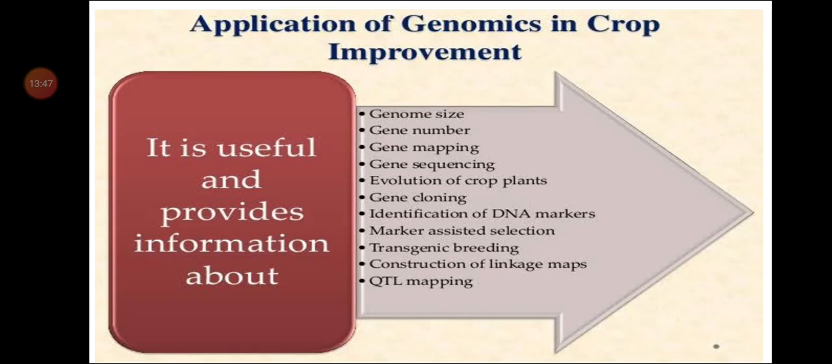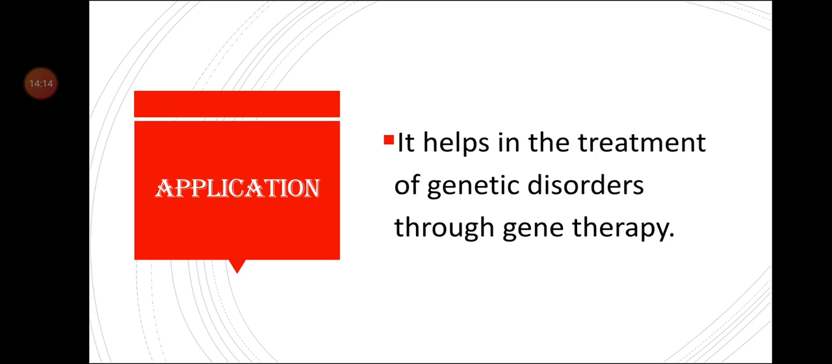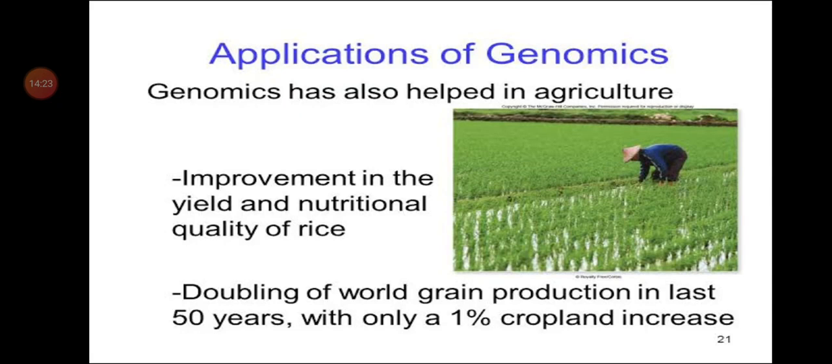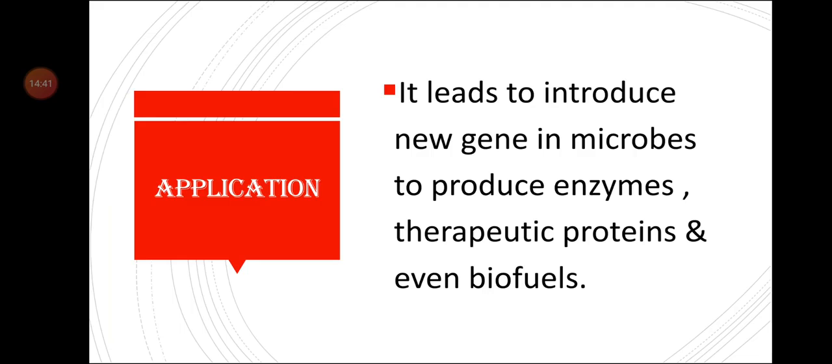I will repeat the applications quickly in short. Jot down the points for application that you have to remember in the exam. First, it is useful in crop improvement, human health and livestock. Second, it is used in different sectors like medicine, biotechnology and social science. Third, it is useful in treatment of genetic disorders through gene therapy. Fourth, it is helpful in agriculture to develop transgenic crops with desirable characters. Next, it is useful in forensic analysis. And the last application is that it is useful in microbes to produce enzymes, therapeutic proteins and even biofuels.